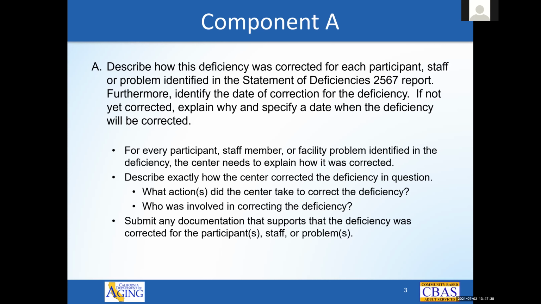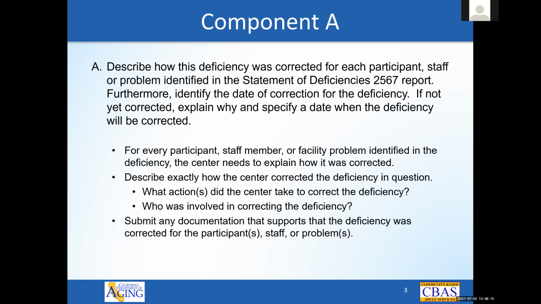Describe how exactly the center corrected the deficiency in question, what actions did the center take to correct the deficiency, who was involved in correcting the deficiency, and we need you to submit any documentation that supports the deficiency was corrected for the participants, staff, or problem. So for evidence, for example, if the deficiency lists problems with the IPC, please submit an updated IPC for each participant listed in the report. If the participants have been discharged, please submit their discharge paperwork.